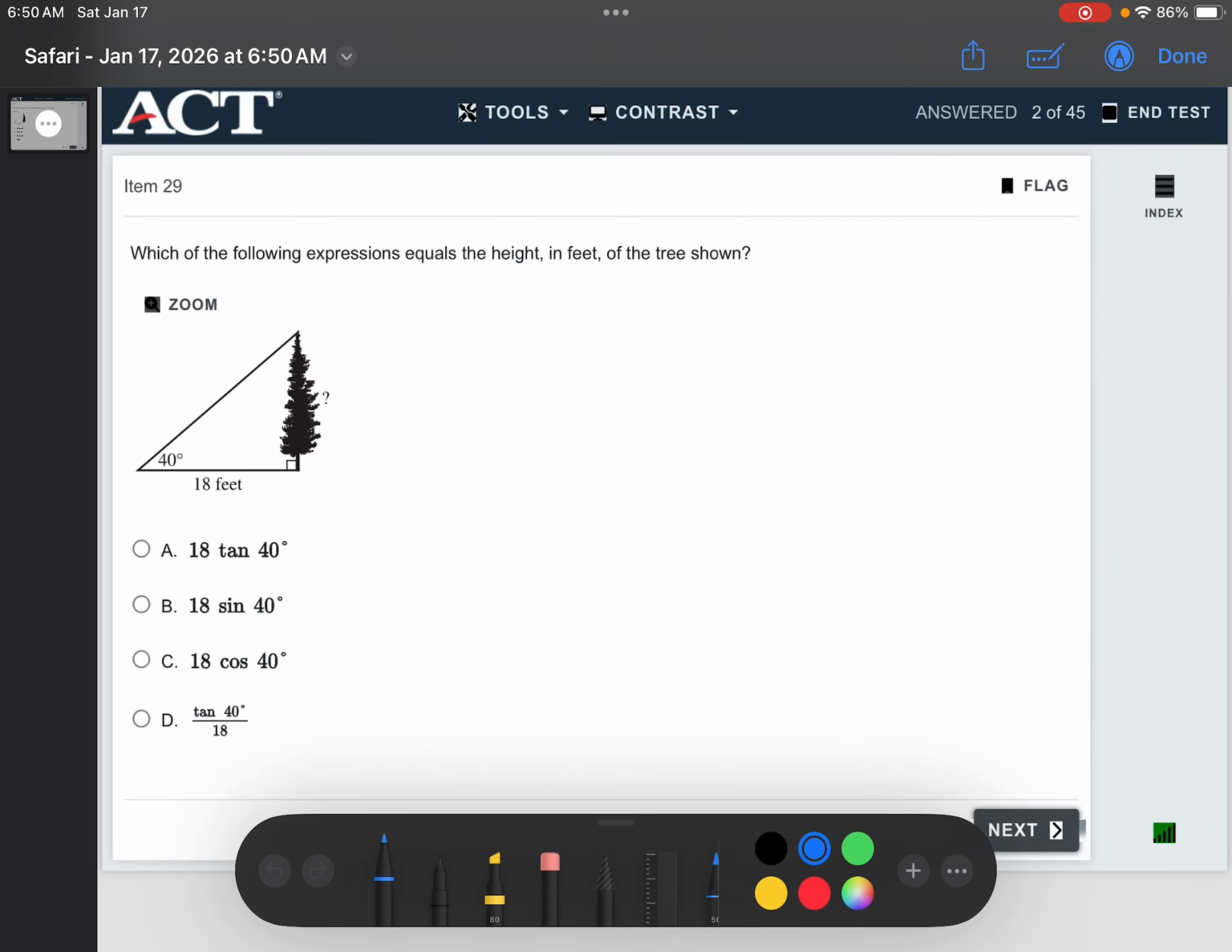So maybe at one point you heard this idea of SOHCAHTOA, where our sine always equals the opposite over the hypotenuse, the cosine is always the adjacent over the hypotenuse, and the tangent is always the opposite over the adjacent. So we need to use one of these. It doesn't really tell us which one. If we look at our answer choices, we have sine, cosine, and tangent. One of them even has a fraction in it. So we've got to figure out what we're dealing with here.